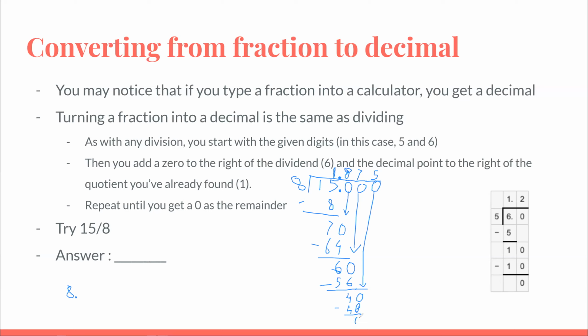And if you look back up at the quotient, your final answer would be 1.875. So, in conclusion, 15 upon 8 is equal to 1.875.